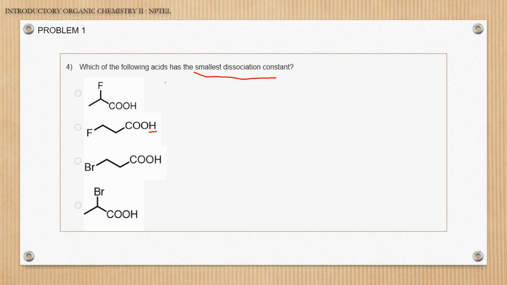So now you have to figure out, among these 4, which has the smallest dissociation constant. Can anyone tell me, based on these 4, which could have the smallest dissociation constant? Which acid? Option 3. Okay. Any other answer than option 3?